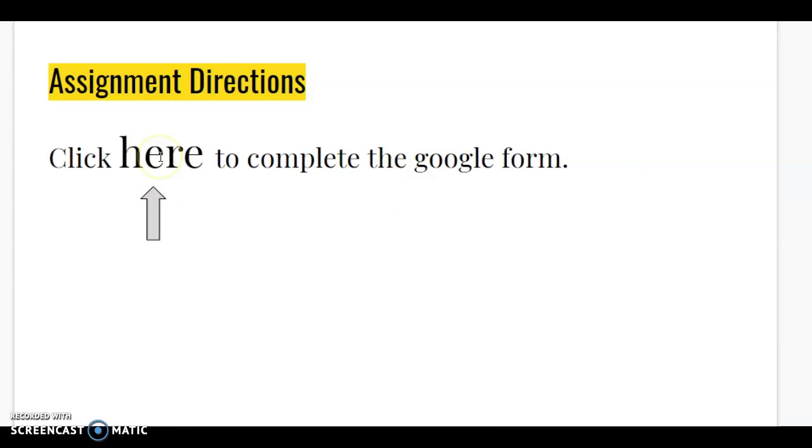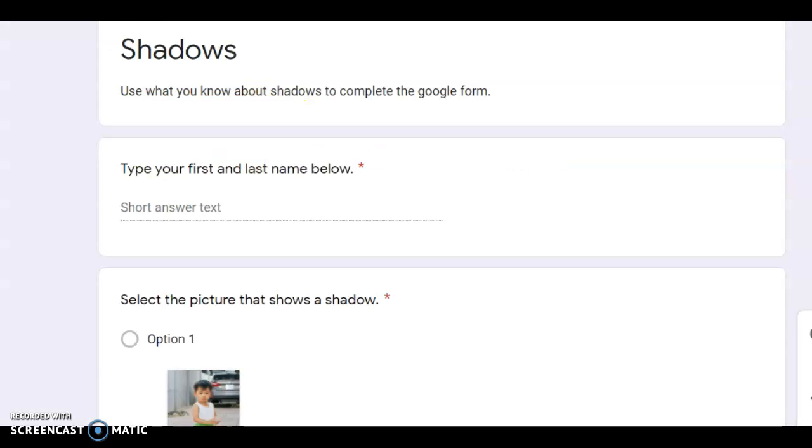So when you click on the word here, a link pops up and it will take you to your Google form that looks like this. It says shadows. Use what you know about shadows to complete the form. Type your first and last name below. Select the picture that shows a shadow.